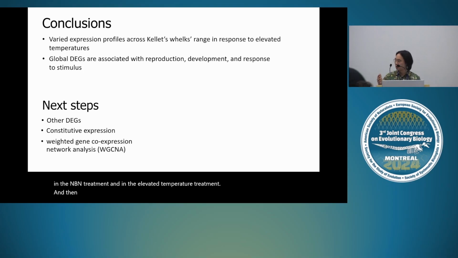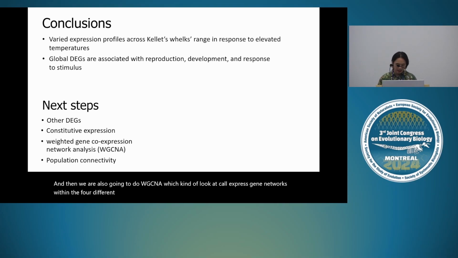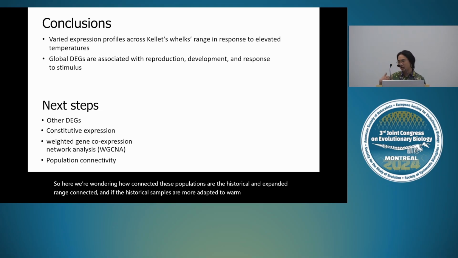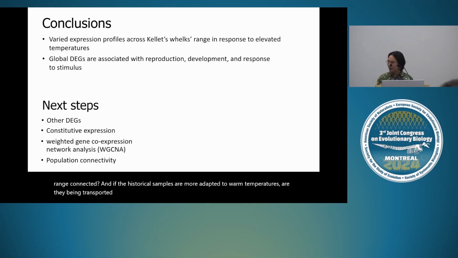And then we're also going to do WGCNA, which looks at co-expressed gene networks within the 4 different sites. And lastly, since it's a symposium on dispersal, we would love to know about the population connectivity between these populations. So here, we're wondering how connected these populations are, whether the historical and expanded range are connected, and if the historical samples are more adapted to warm temperatures, are they being transported into the expanded range?